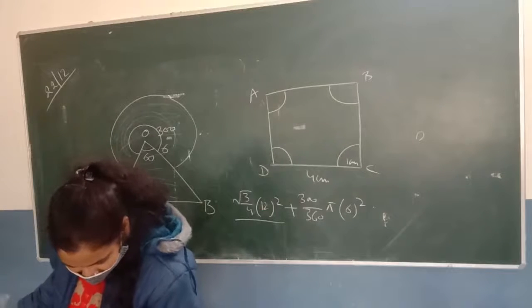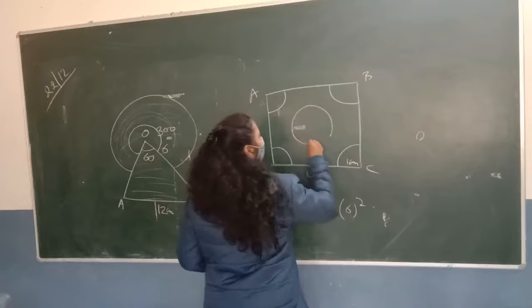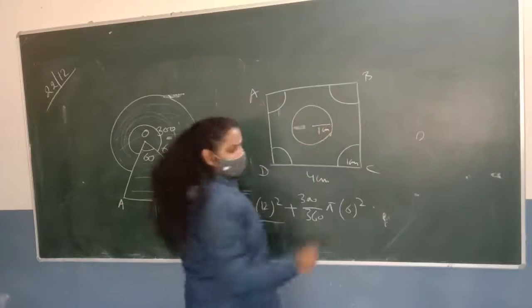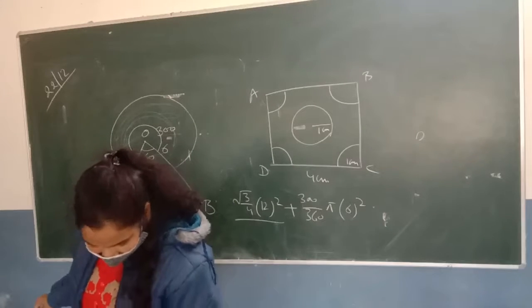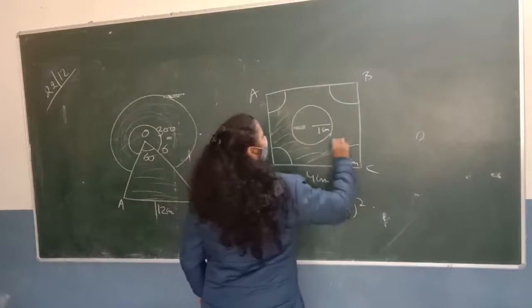So, okay, there is also a circle in the center having the diameter 1. The diameter is 1. Okay, so the radius is 1 cm. Diameter is 2. Sorry, 2. So you have to find the area of the remaining portion, this whole portion.